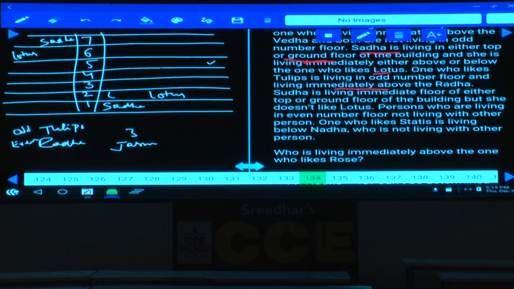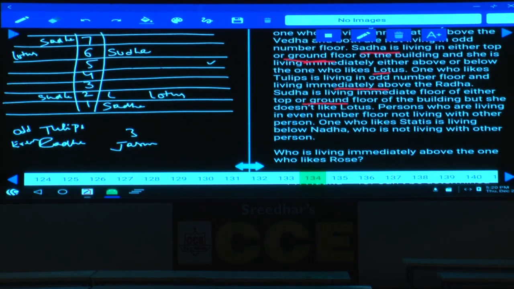And Sudha is living immediately adjacent to either the top or ground floor of the building, but she does not like lotus. Now Sudha is adjacent to either the top floor or the bottom floor, but this person does not like lotus, and Sudha cannot be here. Hence, where should this Sudha be? Now in the first case, Sudha must be here. And in the second case, Sudha must be here. Are you following this or not? Now Sada and Sudha, we could finalize this.